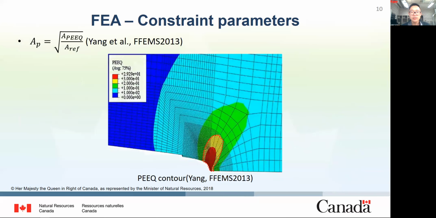The AP parameter is defined on the basis of the area surrounded by the equivalent plastic strain isoline ahead of the crack tip of the tested specimen and the reference specimen. This figure shows the equivalent plastic strain contours, with the yellow color surrounded by the red dotted line being the 0.2 isoline. In our study, the 0.2 isoline of the deeply cracked SEB specimen was chosen as the reference area.